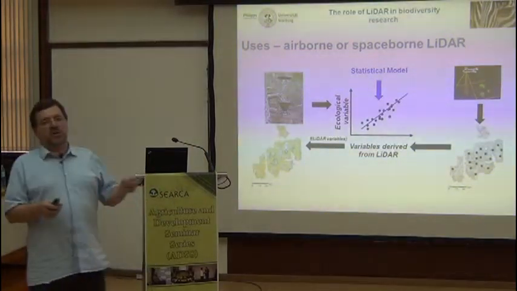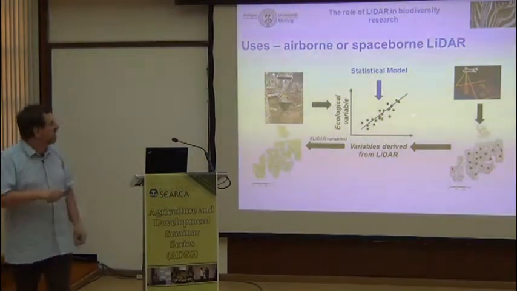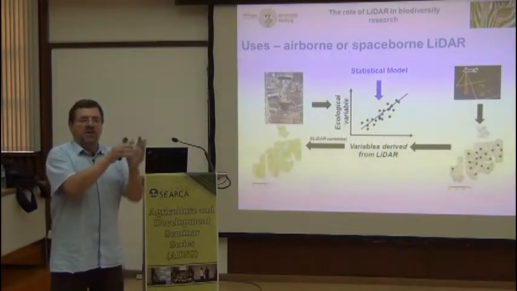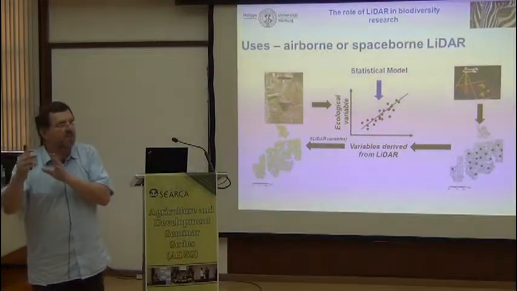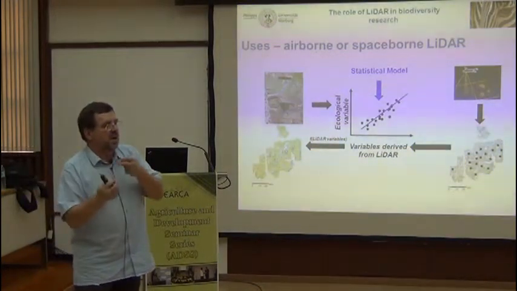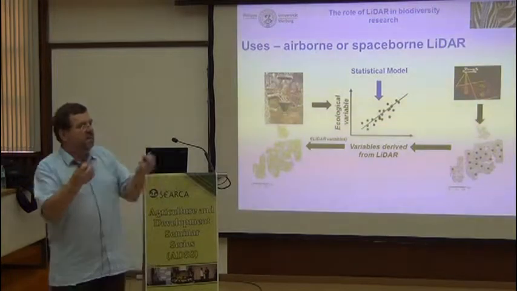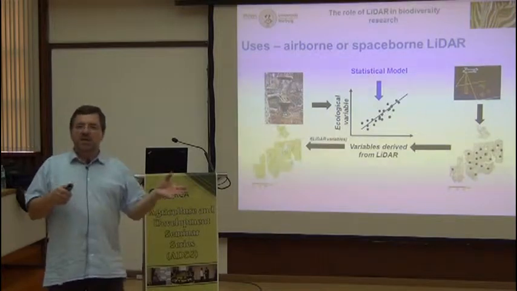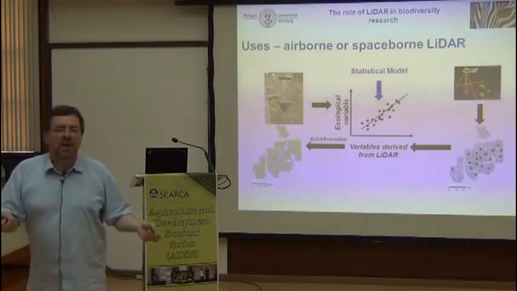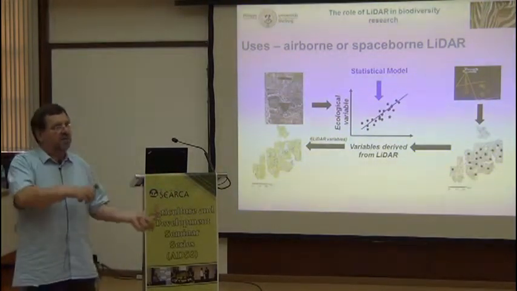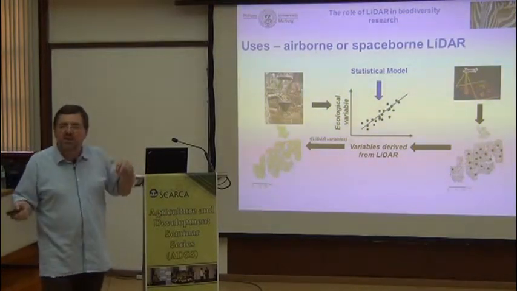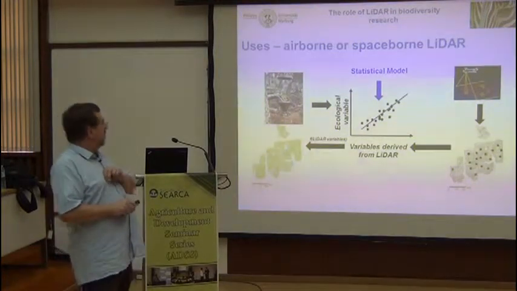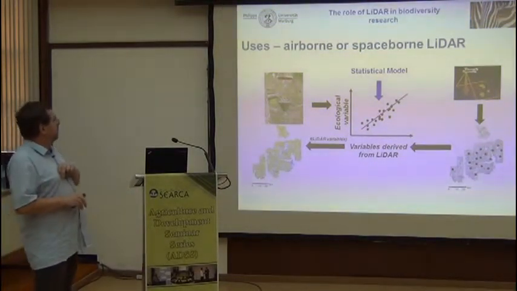So we need such statistical models, and here it looks like a very simple linear model, but it is not like this. I will not go into detail about statistical modeling. These models can be very complicated. They can go from simple generalized linear models to complicated data mining models like random forest or boosted algorithms. There are a lot of possibilities, and of course, they have to take into account the nature of the data. If you have presence-absence data, you need other models than if you use abundances. This I will also not touch, because it's a very complicated field by its own.